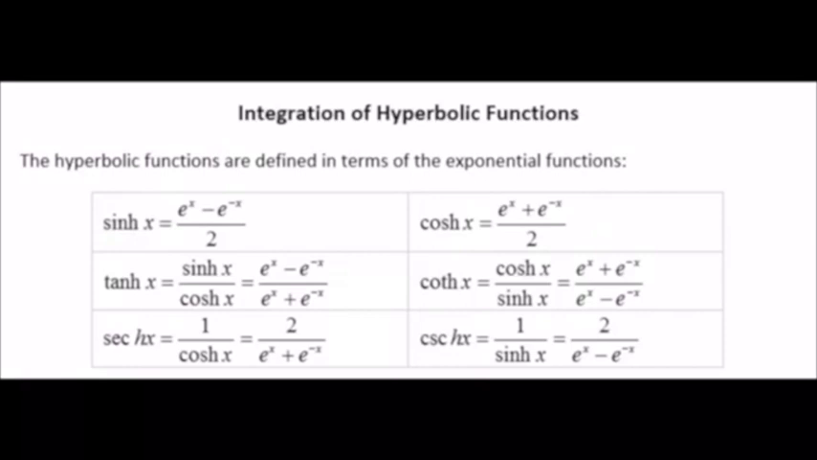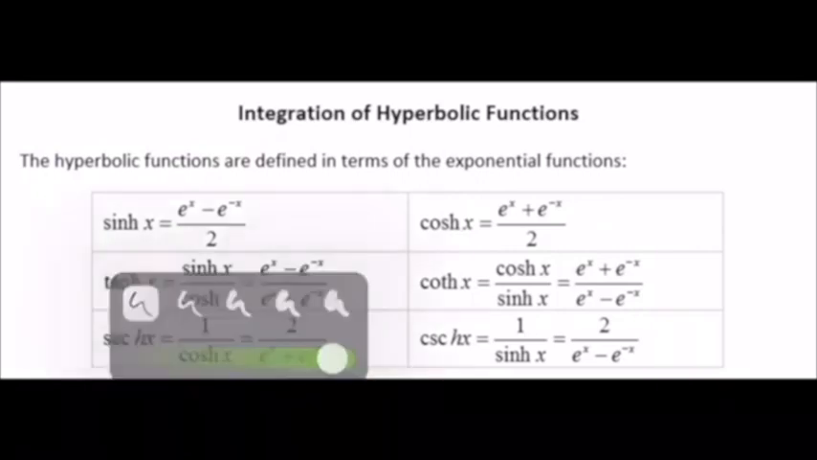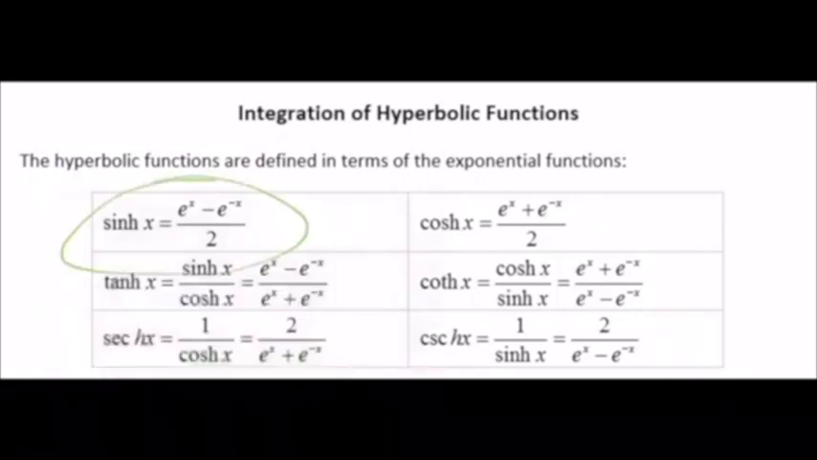Okay, so we have here the definition for the hyperbolic functions. The first one is the hyperbolic sine of x. It is defined as e to the x minus e to the negative x, over 2. And the definition for hyperbolic cosine is e to the x plus e to the negative x, over 2.